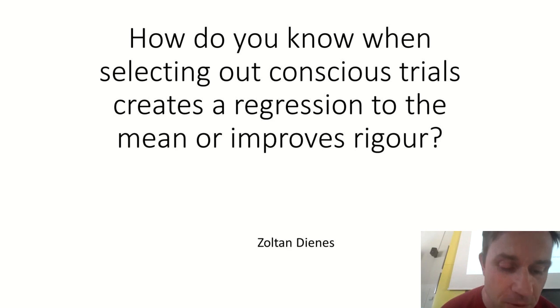I'm going to discuss a problem that often comes up in implicit research, but can come up in any research. And that's if you select a subset, say, of participants, or a subset of items, and then you presume that you can treat that subset of items as having the property you selected on.